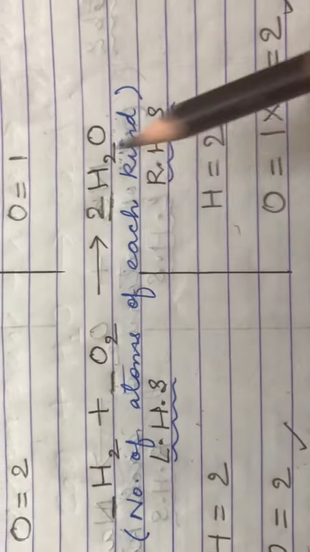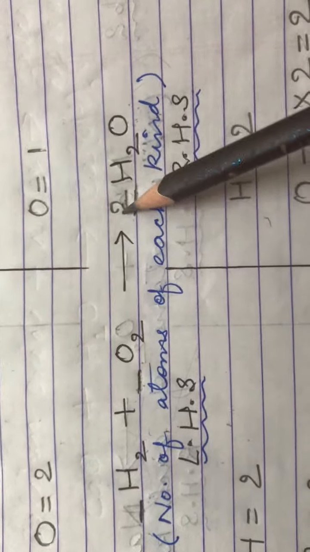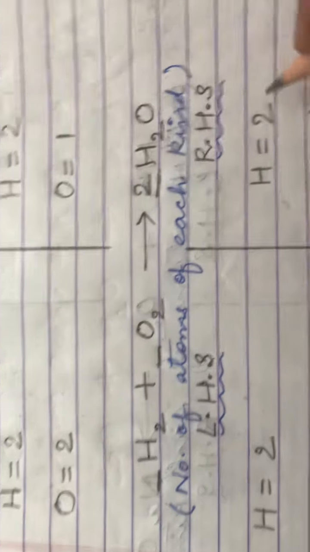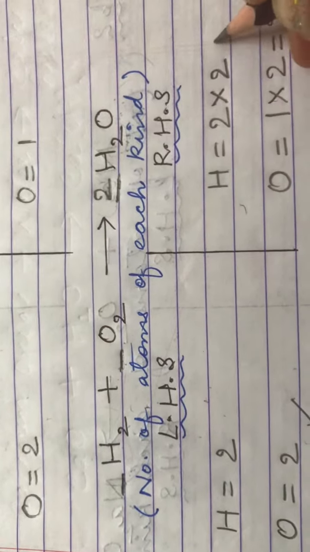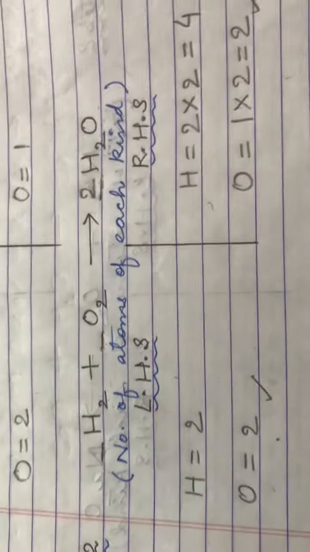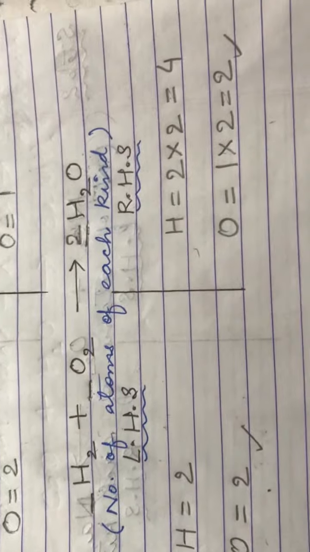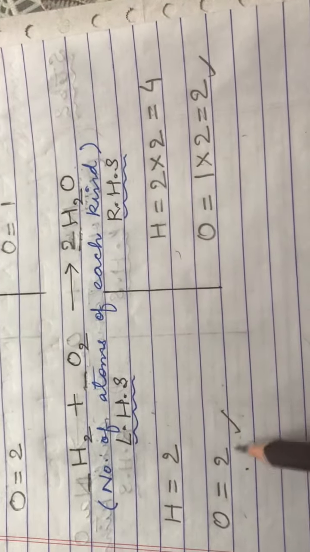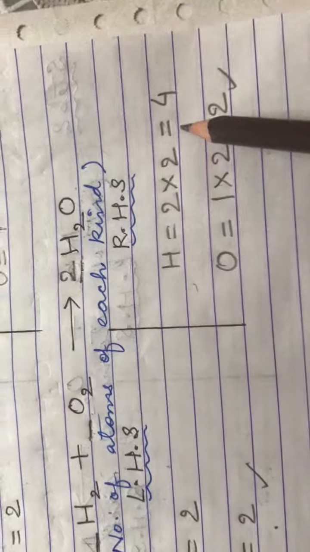But hydrogen atoms have also changed at the same time. Now the hydrogen atom count becomes, this 2 gets multiplied with this 2 which is at the bottom. So 2 and 2 becomes 4. Now hydrogen atoms have changed. So that means we also need to make some changes on the left hand side. We clearly come to know oxygen is already equal. We need to make changes only in the hydrogen atoms.